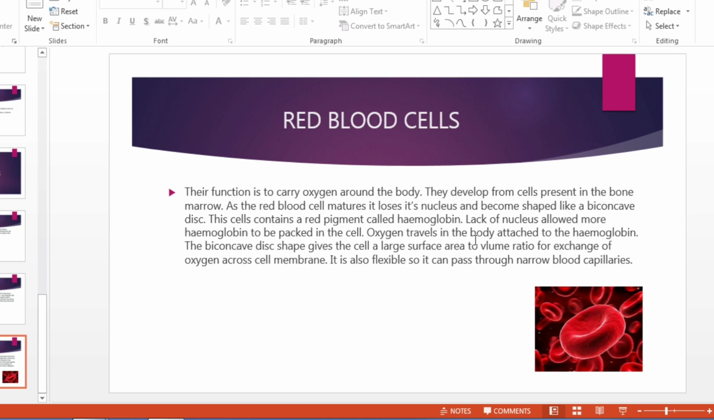So this chapter, cells, has ended, and we'll meet again in the next chapter, which is transport through the cells.